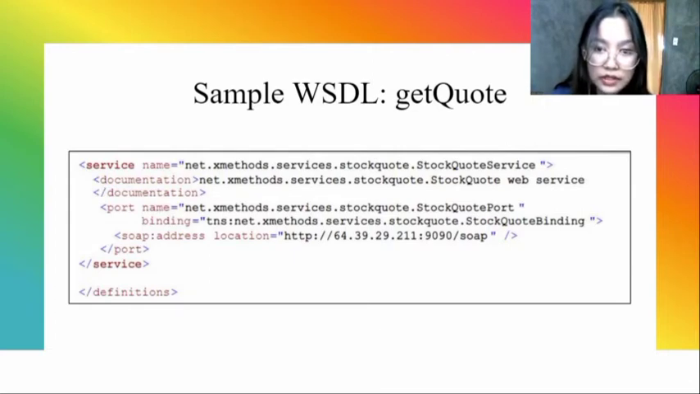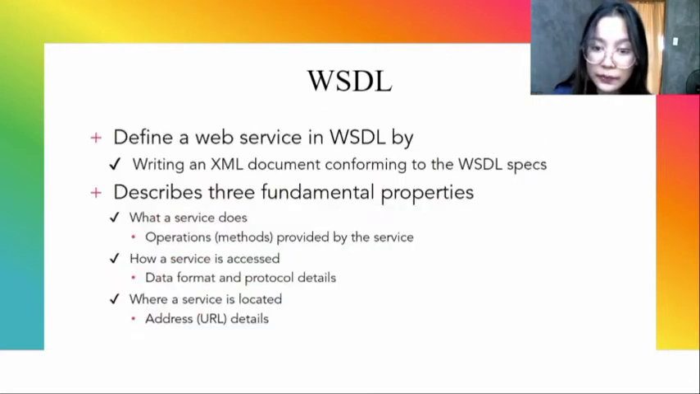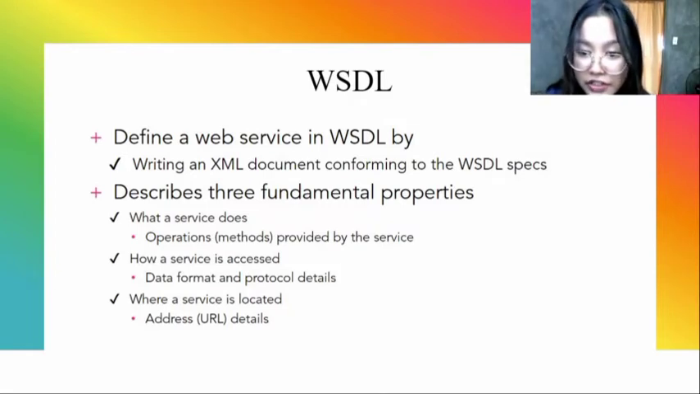So, the WSDL has three fundamental elements. The first one is what a service does: the operation methods provided by the service. The information regarding what services are intended to do is located in a message and port type.